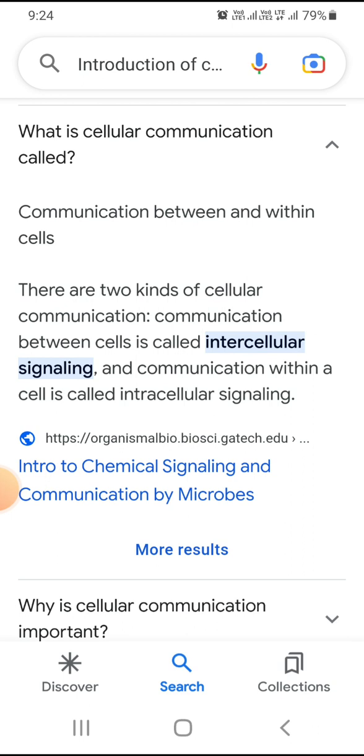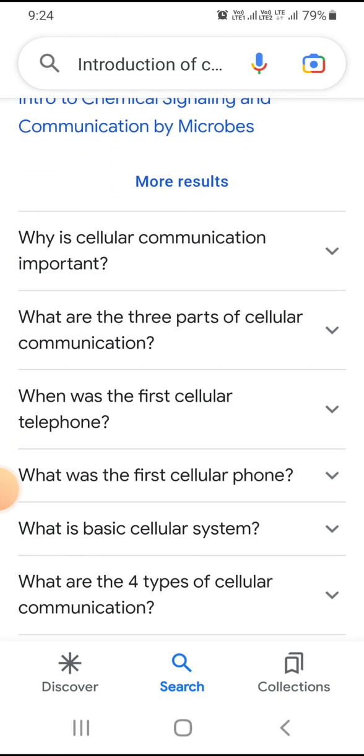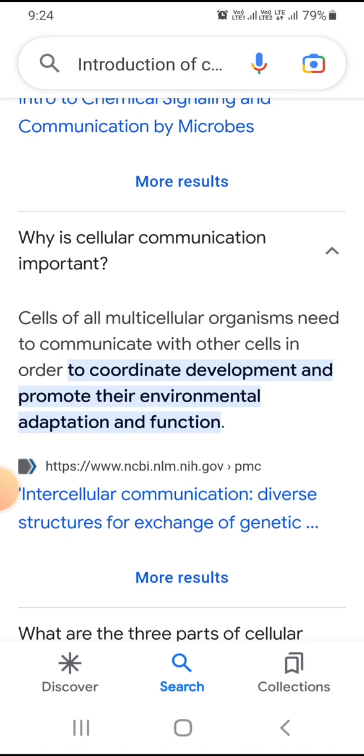What is cellular communication called? There are two kinds of cellular communication. Communication between cells is called intercellular signaling, and communication within a cell is called intracellular signaling. Why is cellular communication important? Cells of all multicellular organisms need to coordinate for the remote.